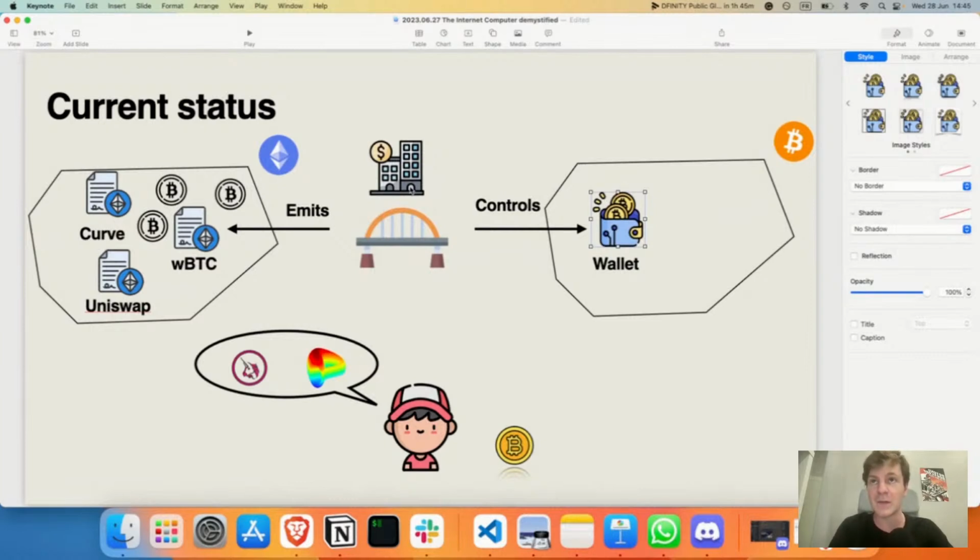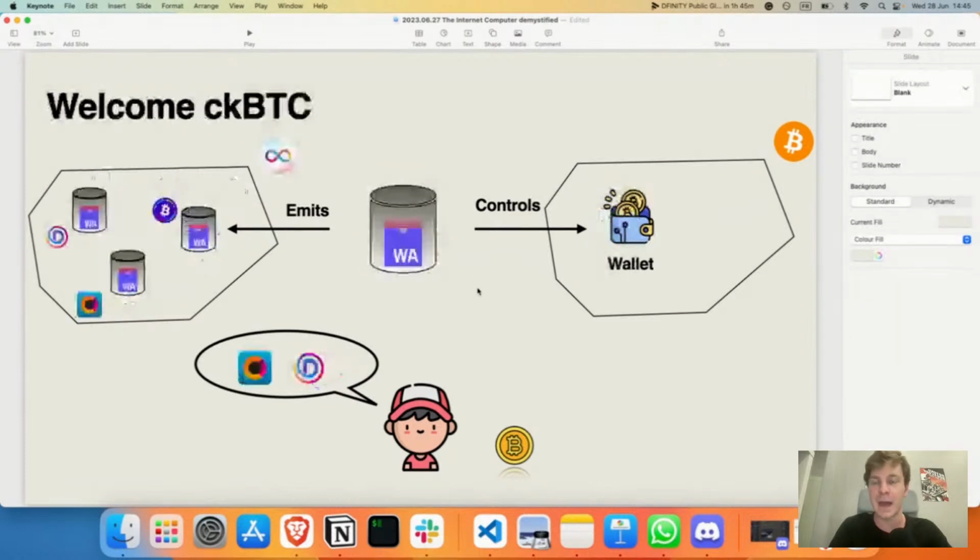And so on the IC, I don't know if it's a bridge or not a bridge. I don't really want to answer the question, but essentially, you don't trust an organization, you trust code. So it's very easy to verify that there is no one that will cheat and create more Shenky Bitcoin than there are Bitcoins.